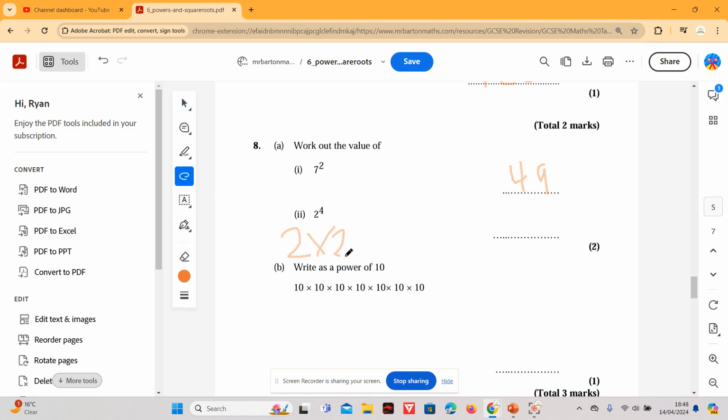2 to the power of 4 is just 2 times 2 times 2 times 2. So 2 times 2 equals 4, times 2 is 8, and 8 times 2 is 16. So the answer to this would be 16.